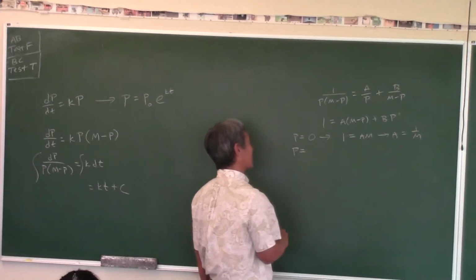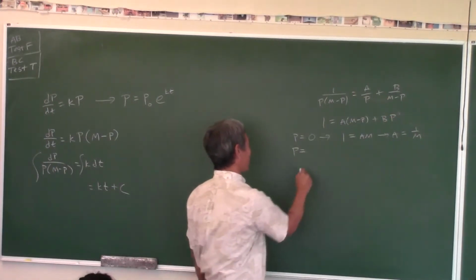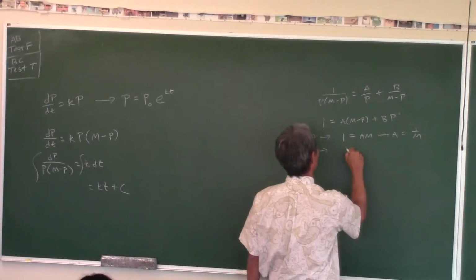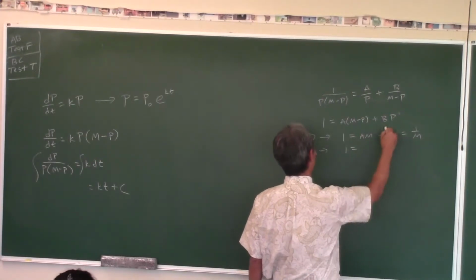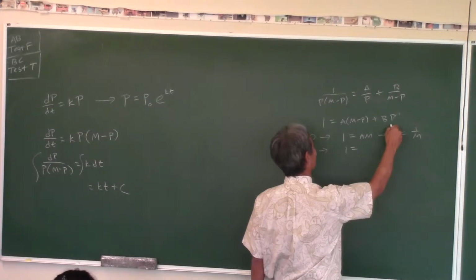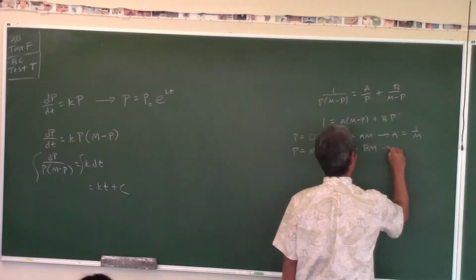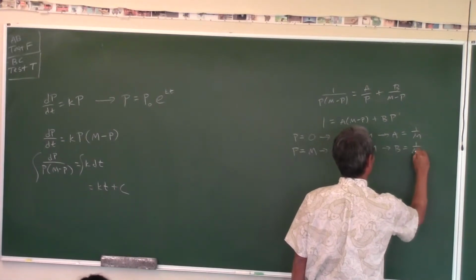Now, what is another good number to plug in for p? m. If I plug in m for p, what do you get? 1 equals 0 plus bm. And so b equals 1 over m.